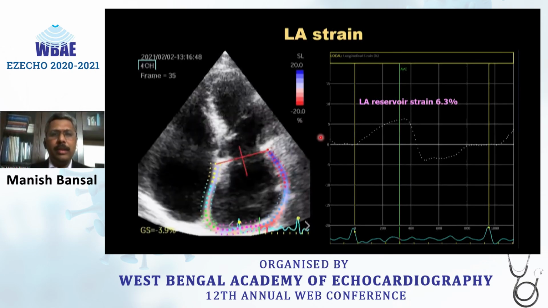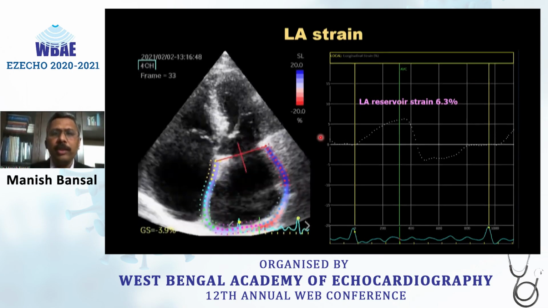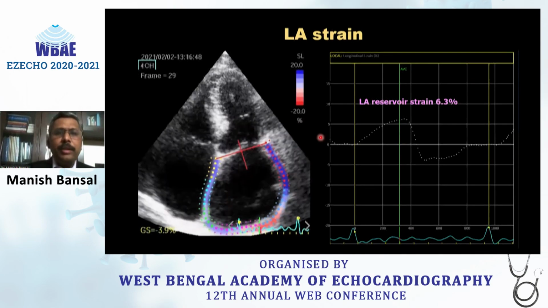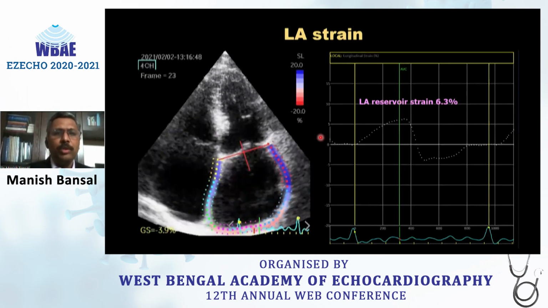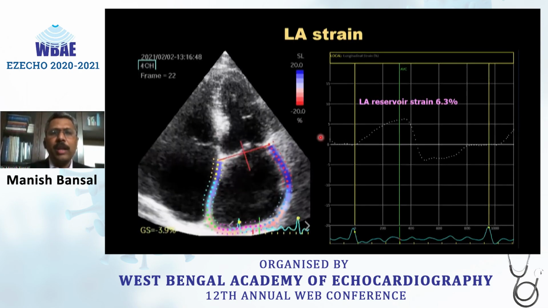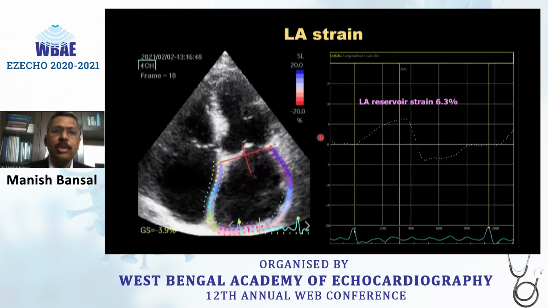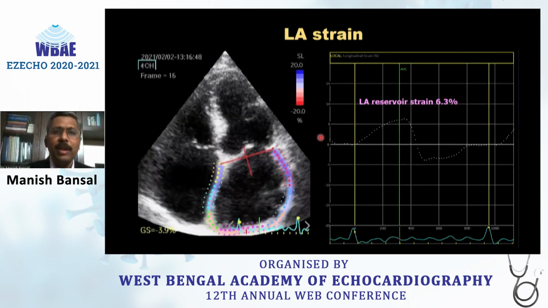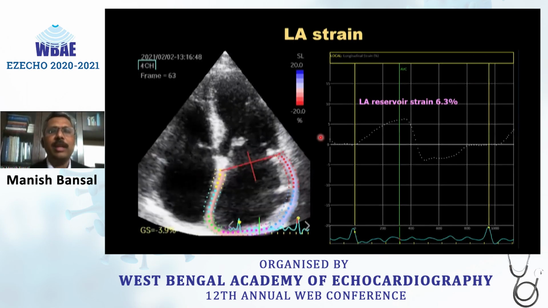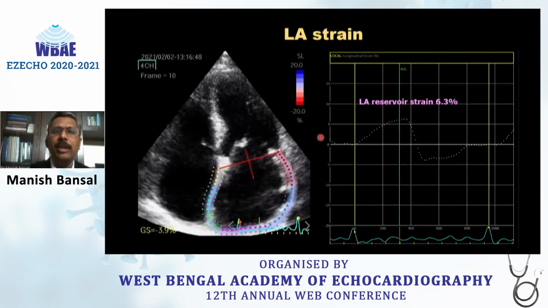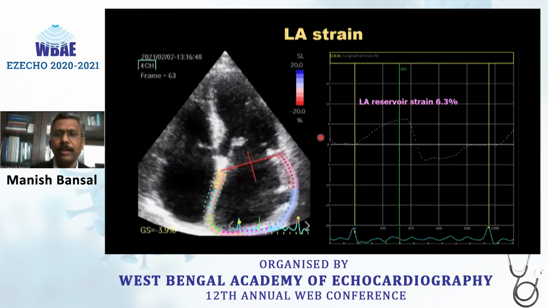And then I measured LA strain. LA reservoir strain in this patient was only 6.3%. Anything less than 25% indicates reduced LA strain. But those cutoff values have been derived from patients in sinus rhythm. We don't know what is applicable for those in AF, but 6.3% is definitely markedly reduced. This means that LA is hardly undergoing any phasic changes during the cardiac cycle.